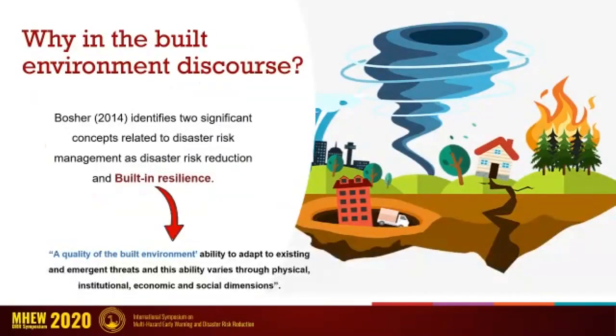Since disaster resilience is a vast subject area, I selected the built environment discourse. There are several reasons for selecting it. Boscher identifies disaster risk reduction and built-in resilience as two major components of the bigger umbrella of disaster risk management. So built-in resilience is the point where disaster resilience comes into the picture. Built-in resilience can be identified as a quality of the built environment and further elaborated as the ability to adapt to existing and emergent threats, and this ability varies through physical, institutional, economic, and social dimensions.